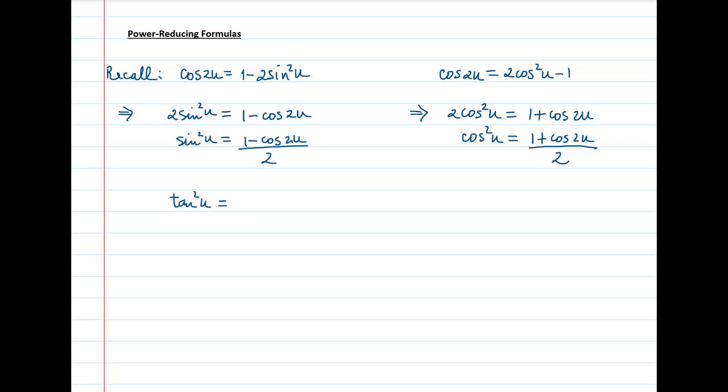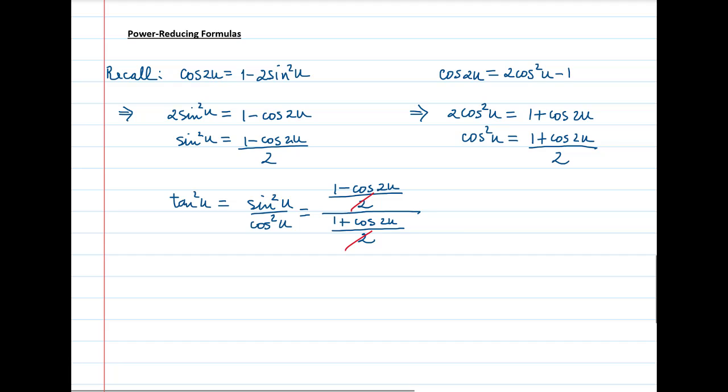Now, for tangent, we're just going to use our quotient rule that says tangent is sine over cosine. Since it's squared, it would be sine squared over cosine squared. Use the 2 identities that we just derived and put one over the other. Notice how the denominators are going to cancel out, the 2's in there, and we end up with just 1 minus cosine of 2u over 1 plus cosine of 2u. And there we have our power reducing formulas. Again, you can always find the other 3 by taking the reciprocal of these first 3.